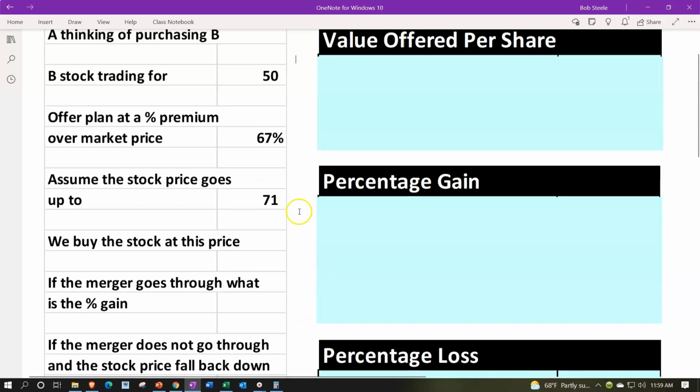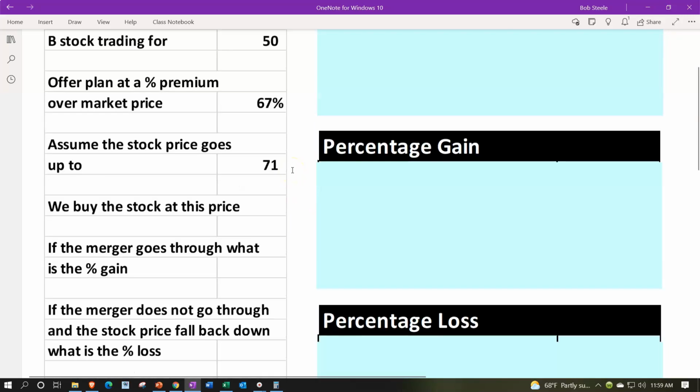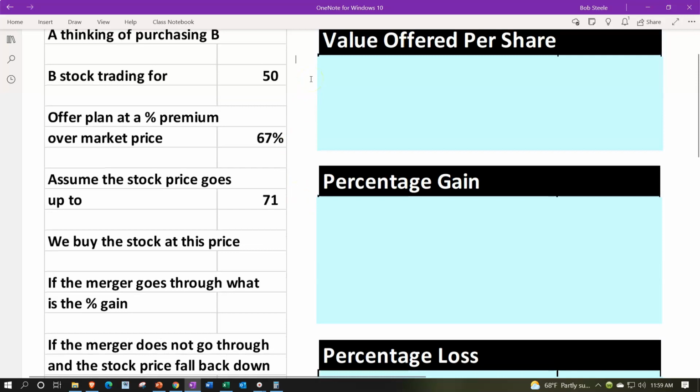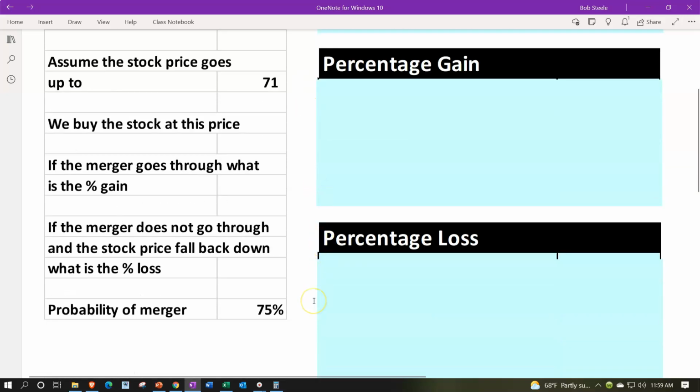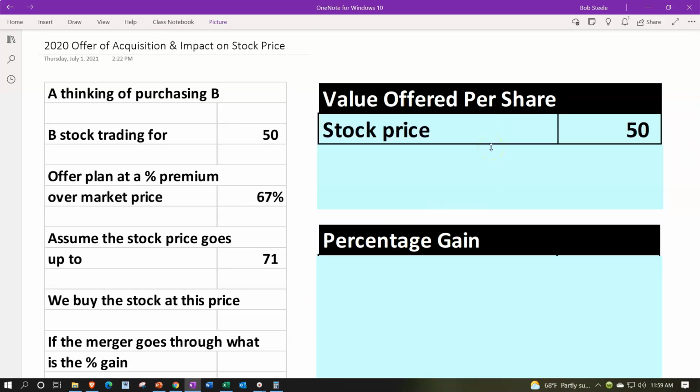So in this case, we bought the stock at this price, hoping that the merger goes through. If the merger does go through, what are we going to project our gain to be at that point? If, on the other hand, the merger does not go through, then we assume the stock price will fall back down to that $50, and we can think about what the loss would be in that instance. Then we can figure out our expected return by estimating the likelihood of the merger going through and using our expected value calculations, hopefully helping us make a good decision. So we're going to first take a look at the value offered per share.